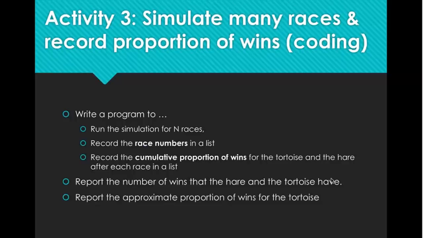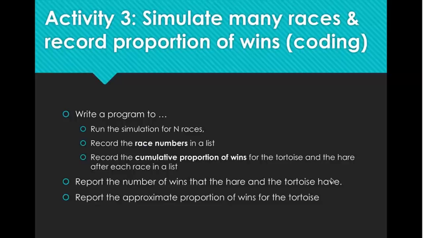We want them to write a program to extend the one from activity 2 that runs the simulation for n races and records the list of the race numbers and the cumulative proportion of wins. By that I mean after the 30th race, it tells you the proportion of wins in those 30 races for the tortoise and for the hare. And at the end, it reports the wins and then the approximate proportion.